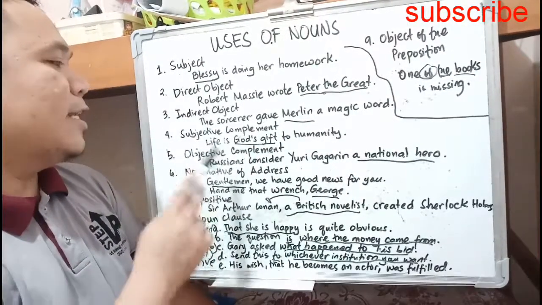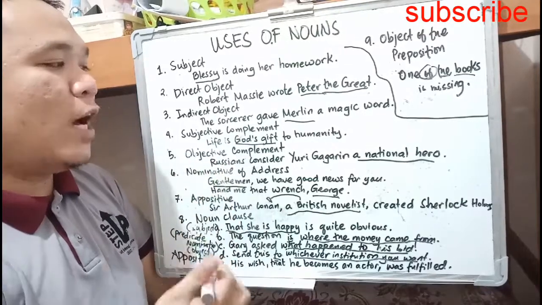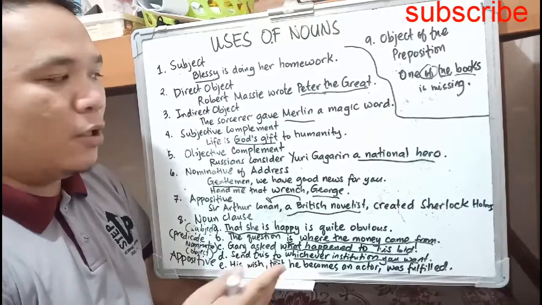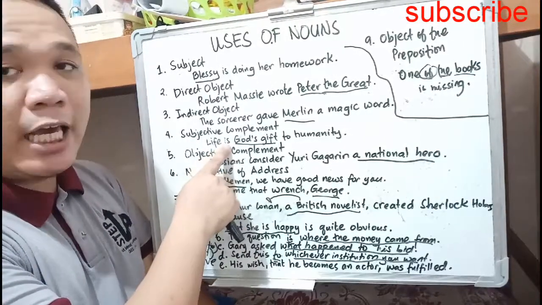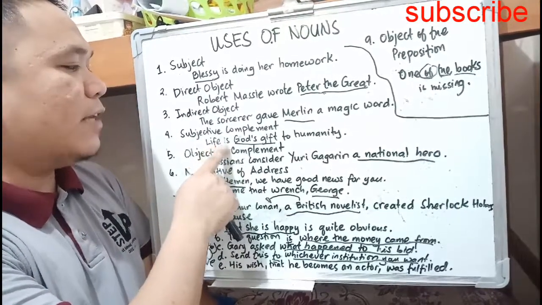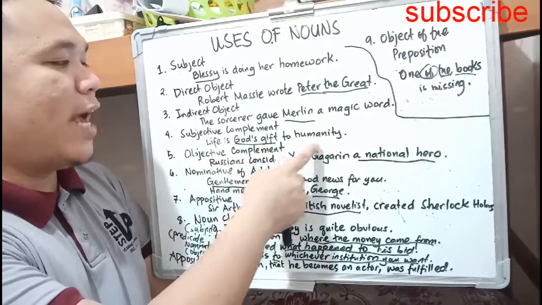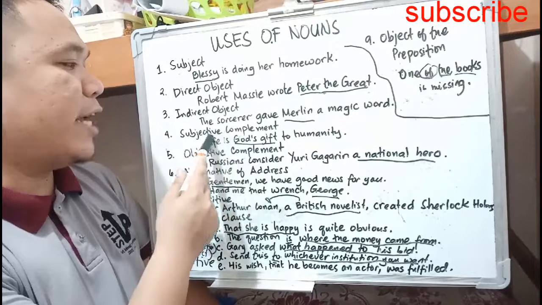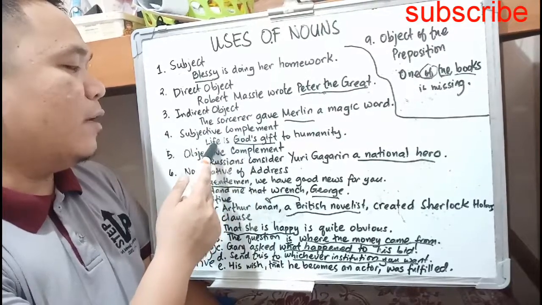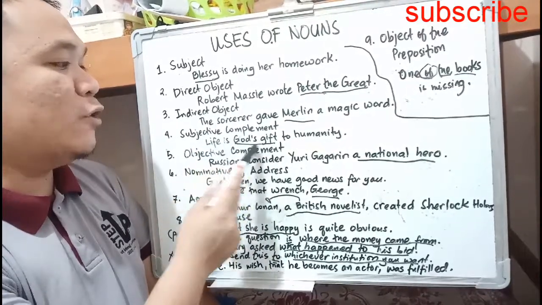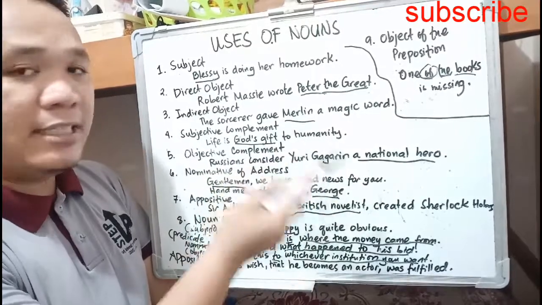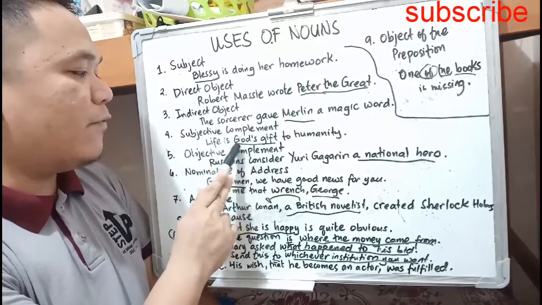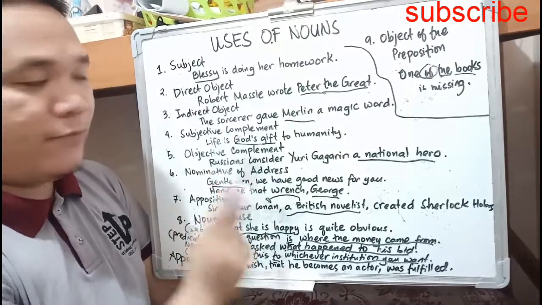Next, subjective complement. How do you know that the sentence is in the form of a subjective complement? Once there is a linking verb. So: life is God's gift to humanity. Here, God's gift is a subjective complement from the word life. So life is what to humanity? God's gift. That is a subjective complement because God's gift is actually life.